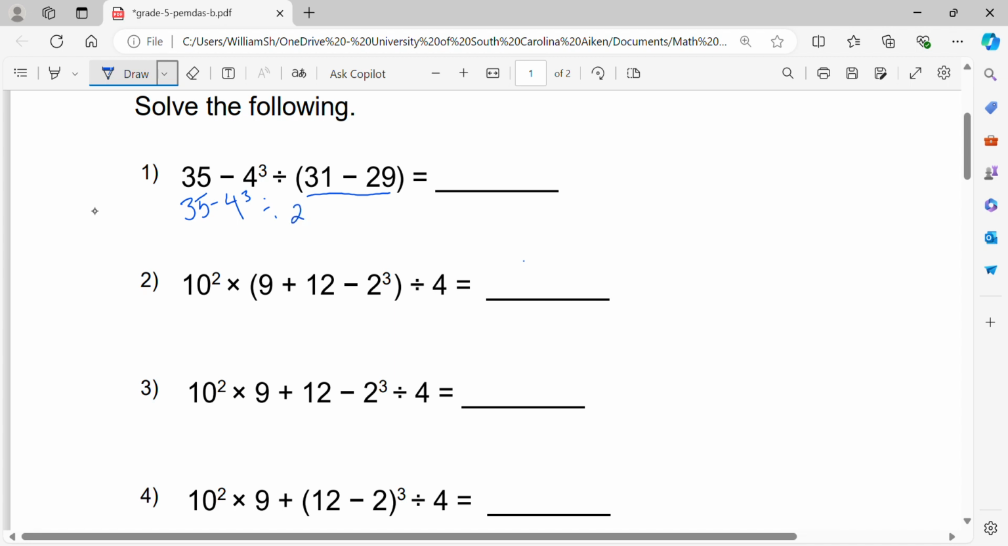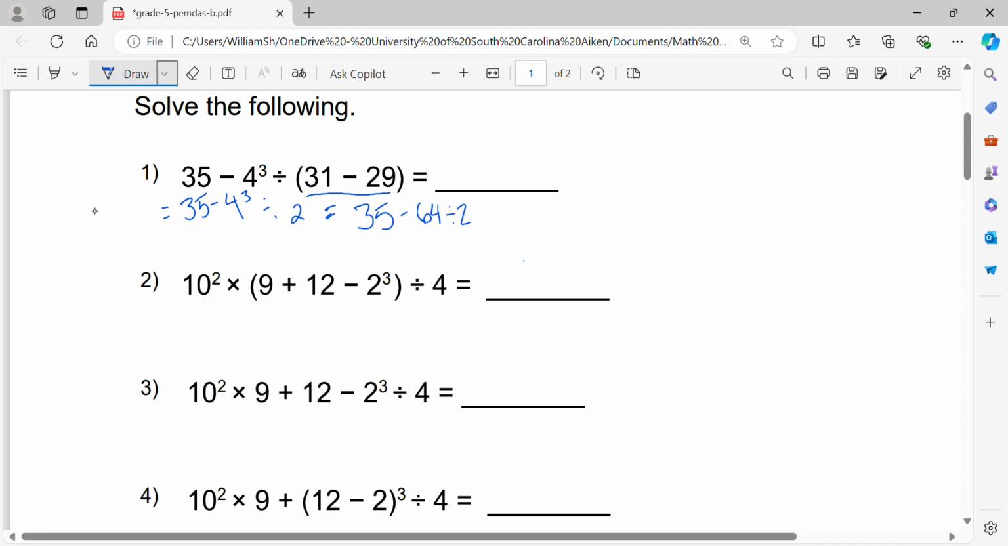Next thing we're going to handle is the exponents. Okay, handled all of the parentheses, we're handling the exponents next. The only exponent we have here is 4 to the third power. That's 4 times 4 times 4. 4 times 4 is 16, times 4 is 64. So this reduces to 35 minus 64 divided by 2.